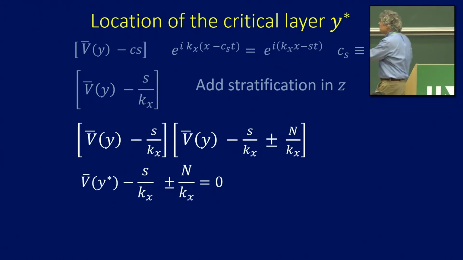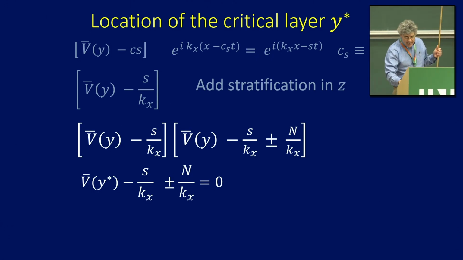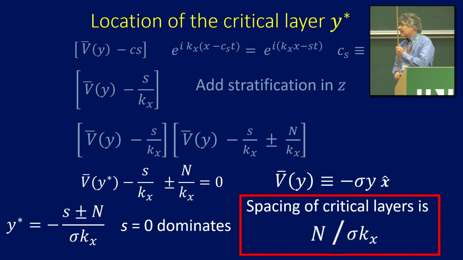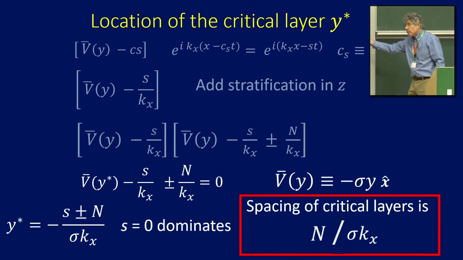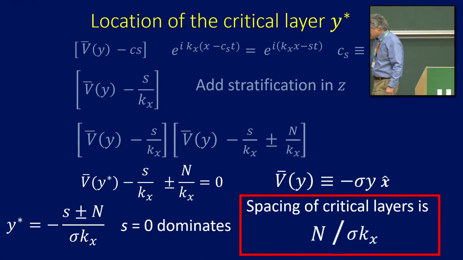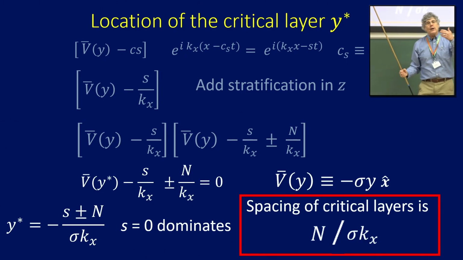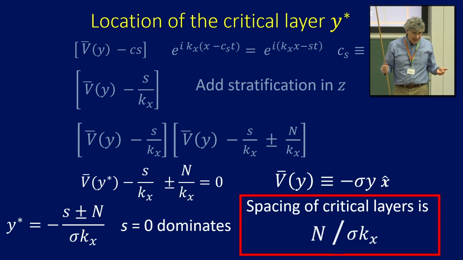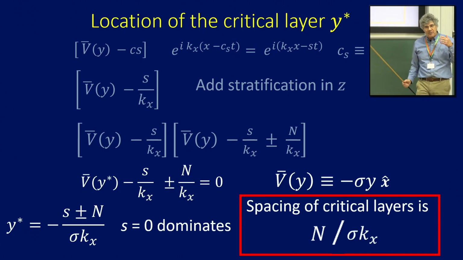So y star is where this term in brackets is equal to 0. If I just do a linear Couette type problem as a simple example, where v bar of y, the unperturbed equilibrium, is just Couette flow with a constant shear, then I can solve for the location of the critical layer. The critical layer that always dominates in our numerical calculations is the stationary one, where the frequency is equal to 0. That's the one that dominates.